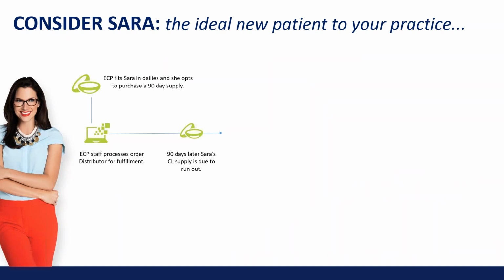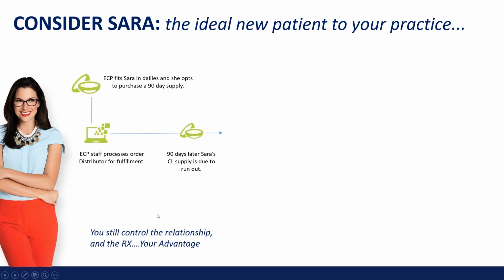This is Sarah, and we're going to focus specifically on the reorder portion of that pie chart. Sarah is going to purchase a 90-day supply in the office, and the team at the office is going to actually process that order and send it to the distributor to be fulfilled, and then 90 days later, Sarah is going to be due to reorder contact lenses.